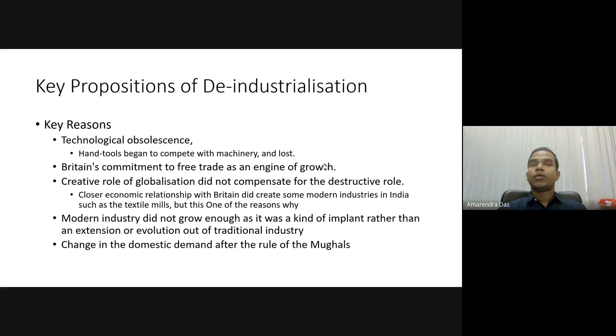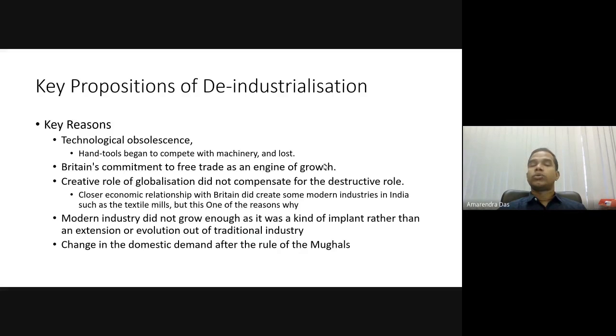And now, since the British were ruling here, they also brought some technology, and in fact some of the producers got technology from other parts of the world, including England, and we shall discuss that. But although we got technology, the destructive role of globalization was much more severe.